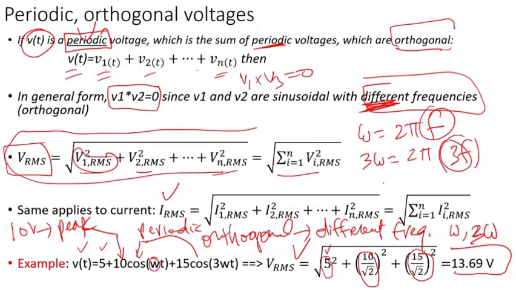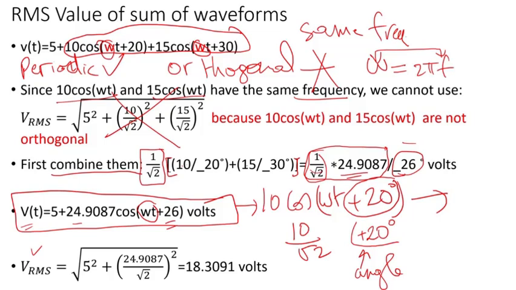If it's current, obviously you're going to use this. It's the same, you just replace V with I. If they have the same frequency, then you have to combine the signals with the same frequency before you can apply this equation.